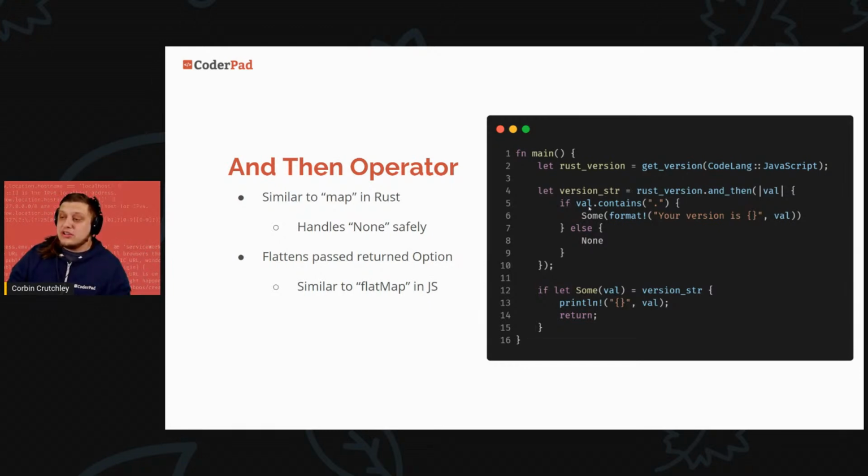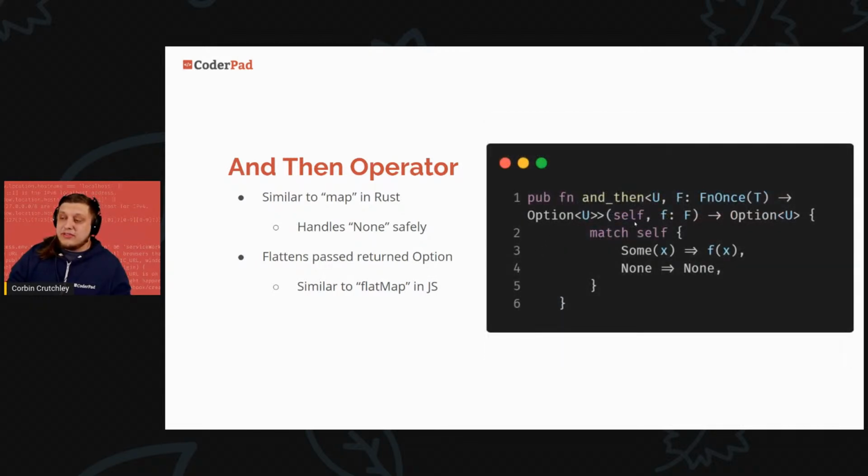So here we can check if value contains a period. And if it does, then we'll just say your version number is whatnot. Otherwise, we consider it an invalid version and just return none. So with a string that doesn't contain a period, version string would be none. This if statement would fail. Nothing would go through, right?